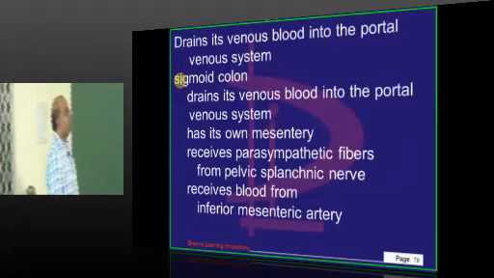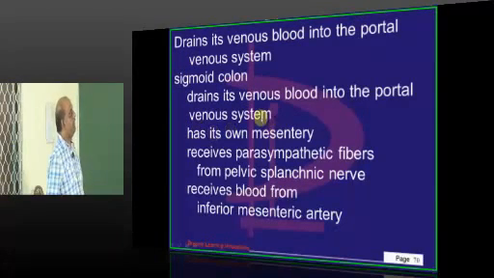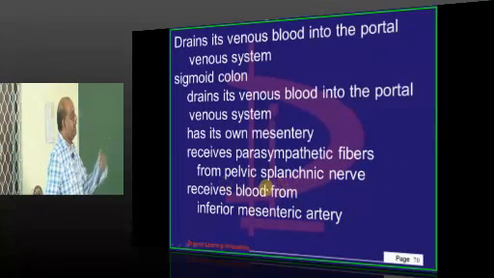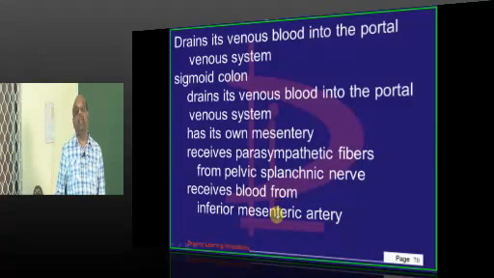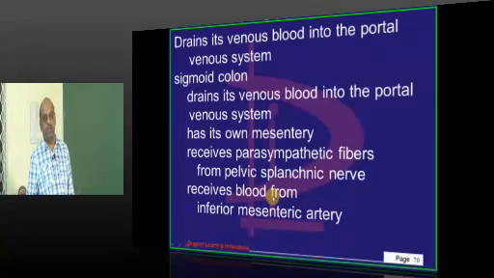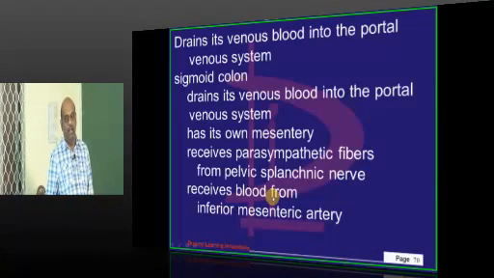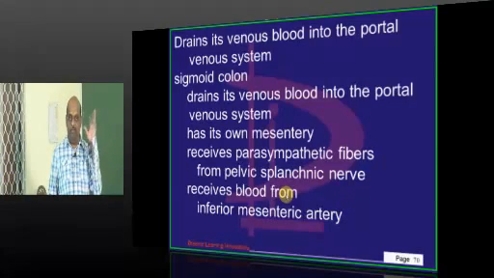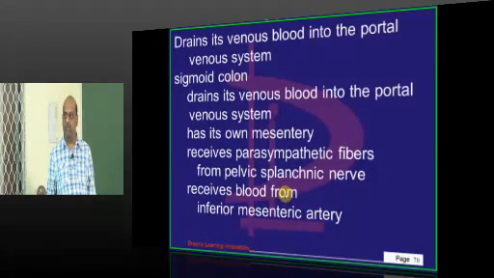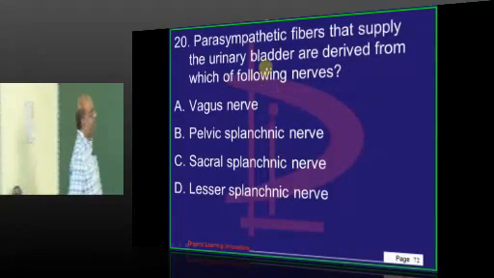Typically, the sigmoid colon drains its venous blood into the portal venous system. It has its own mesentery. It receives the parasympathetic innervation from the pelvic splanchnic nerve and receives the blood supply, being a hindgut, from the inferior mesenteric artery. Midgut is superior mesenteric artery, right? And foregut is celiac, right? So in the abdomen we will have a review, just like for the brain we had a review on the blood vessels of the brain and the circle of Willis. The abdominal vessels and their branches are an important issue for the examiner.